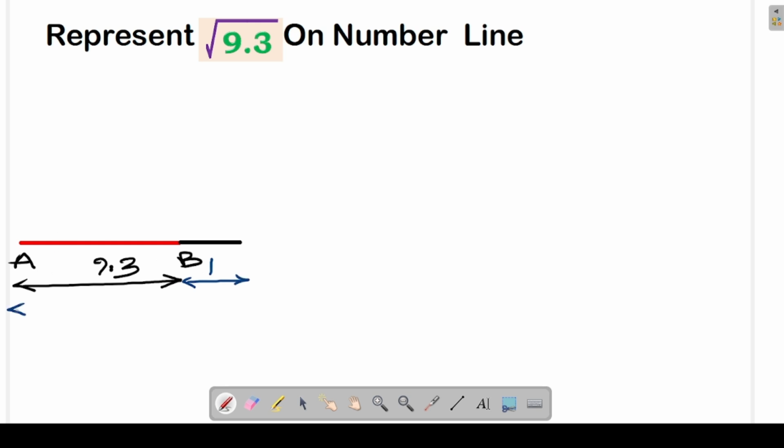Let's say the total length, AB plus the extended length, is 10.3, which I am showing over here. So AB was 9.3 and C is the last end point up to which we have extended it. Now the total length of AC is 10.3. What are the steps to be followed?